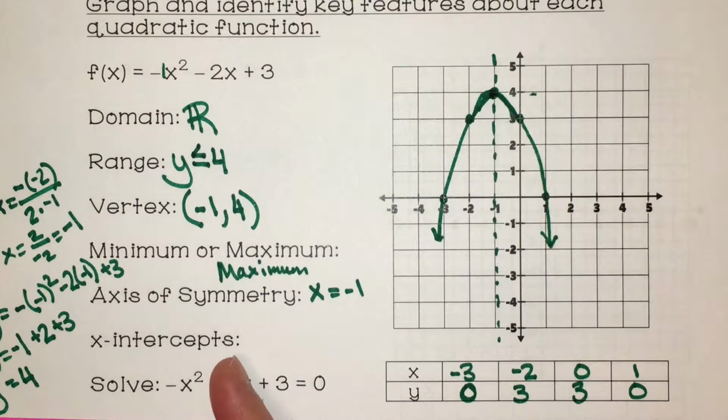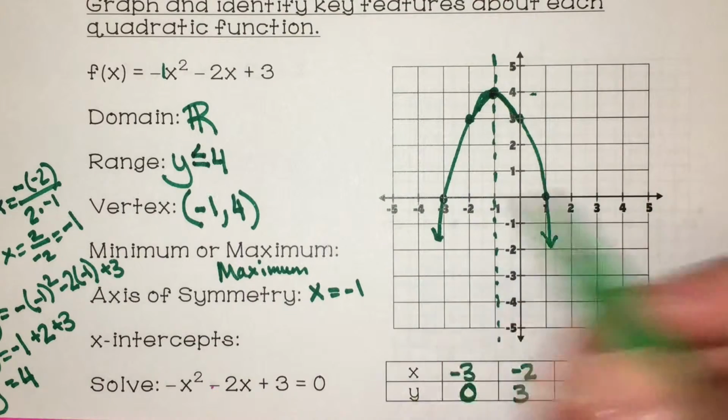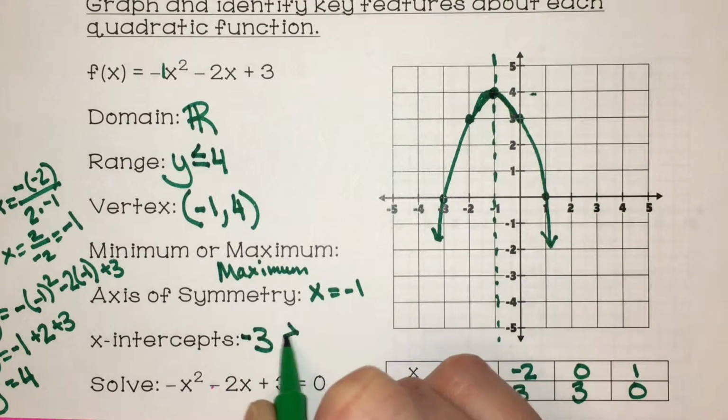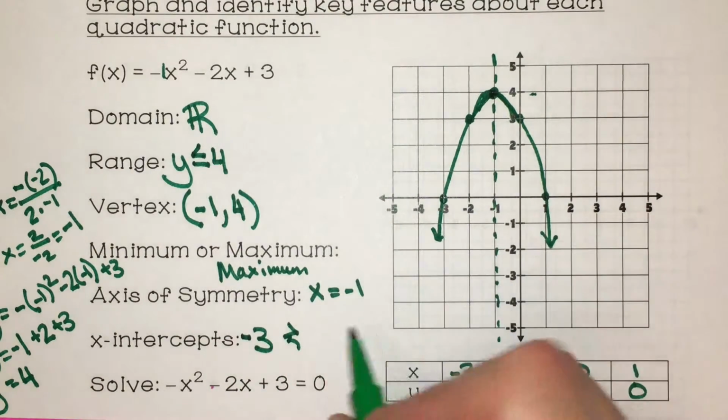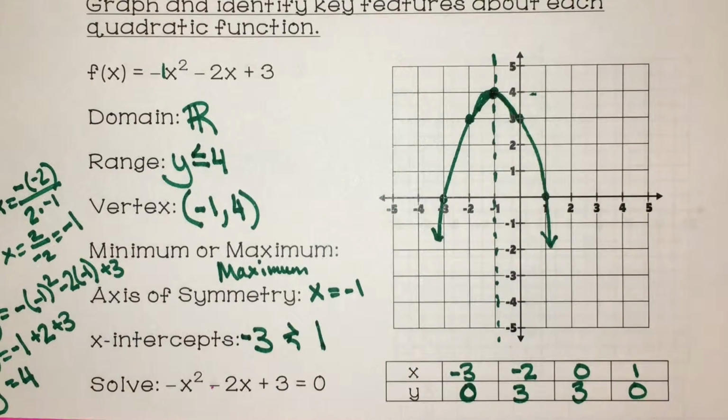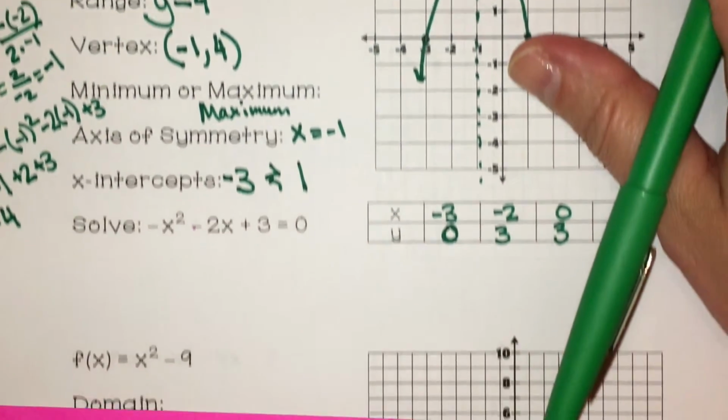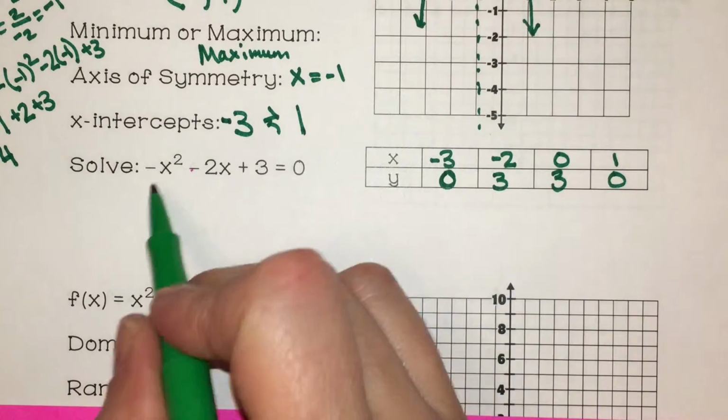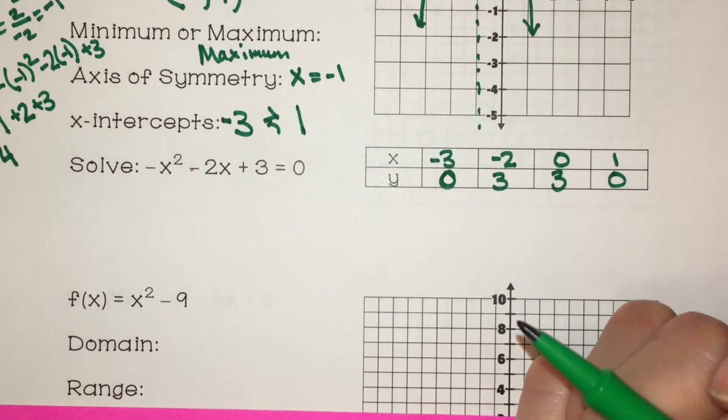All right, x-intercepts. This graph goes through the x-axis at negative 3 and it goes through the x-axis at 1. So those are my x-intercepts. Okay. Now I'm going to solve this. I'm going to factor it.